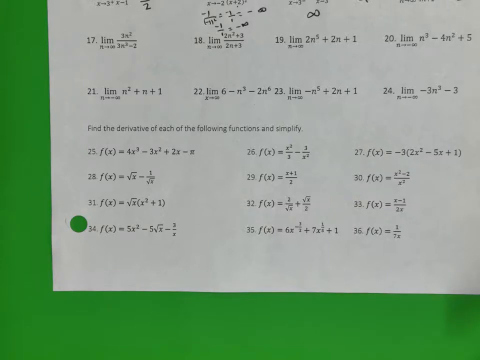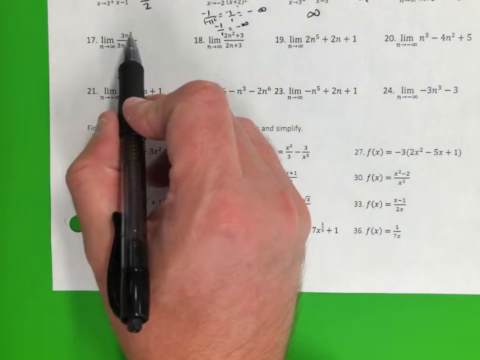All right. What's your highest degree in number 17? What's the highest degree? 3 into the third. We got what in the numerator?